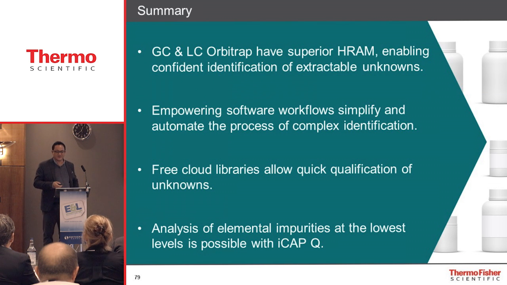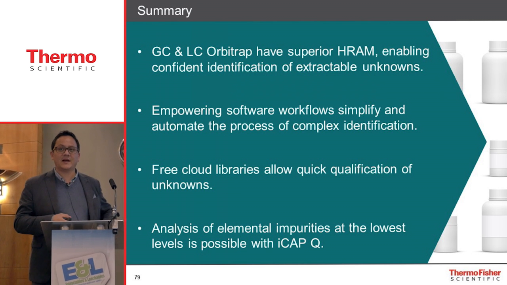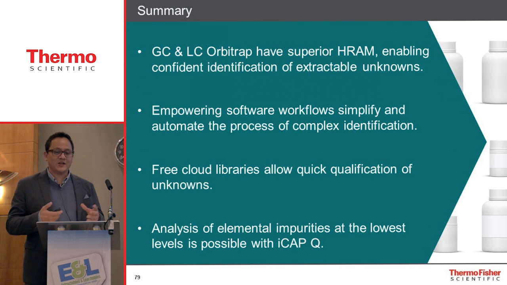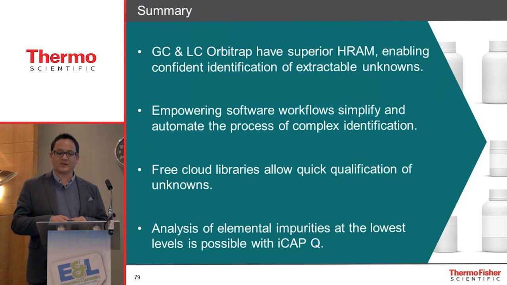So hopefully we've been able to show you some of the capabilities for really identifying these extractables, to leave you with no unknowns in your reports. We've presented GC and LC Orbitrap technology for this. We've also shown some empowering new software workflows. As Kate mentioned, Compound Discoverer 2 is available and shipping in December. And TraceFinder is already out there and on sale. We've shown some online cloud-based libraries that HighChem are going to present in more detail today, and we also presented the data from the ICP-MS.